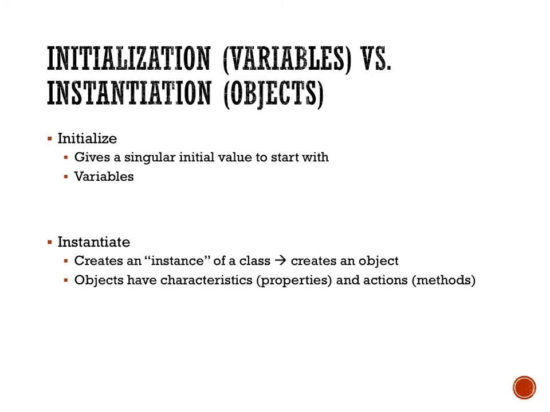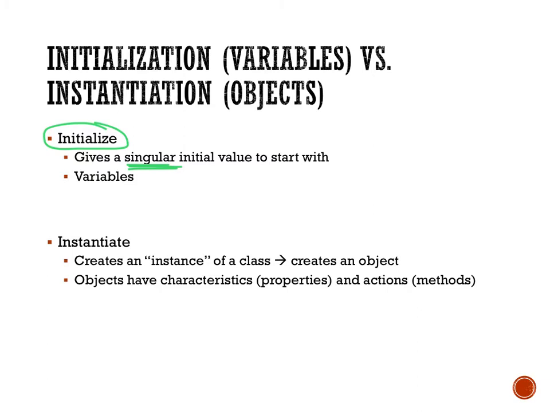So I listed here, initialize gives a singular initial value to a variable to start with. So that word initialize is used with variables. It gives a singular initial value, and you're giving it some value to initially start with. So that's what that initialize means. You're giving it an initial value. Now, an object is a little bit bigger. An object has many characteristics linked together, and it has many actions that it can do. We've talked about that many times in game design.